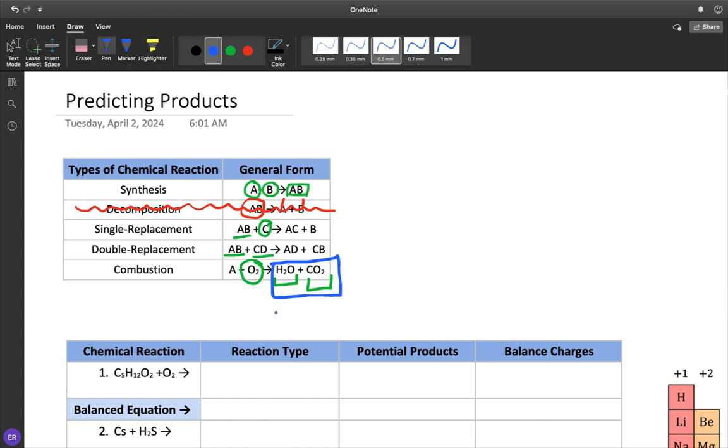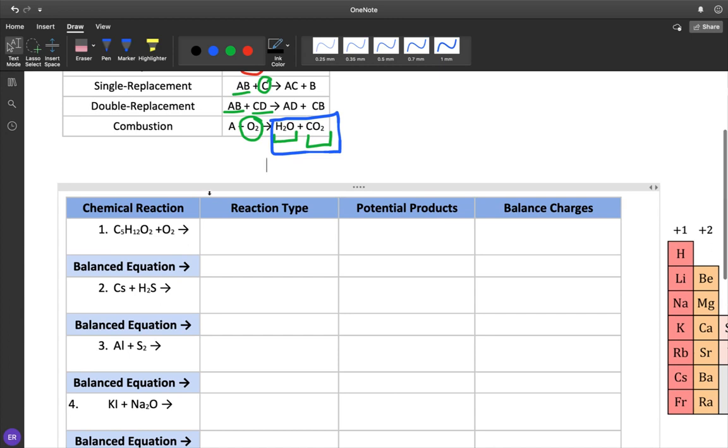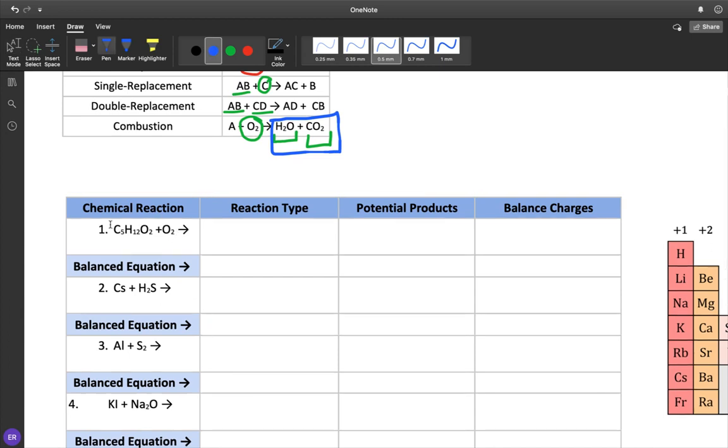Okay, so let's take a look at our first example. First, always ask yourself, is this combustion? If not, then we can look at the other three. So let's look at the first one. Is this combustion? All right, if you said yes, this is correct because we have this O2 right here. So reactant type, this is combustion.